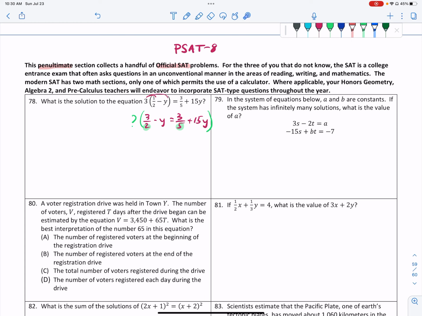In the system of equations below, a and b are constants. That means that these are not supposed to be variables here. The a and the b aren't supposed to be variables. They're hidden numbers, should be some sort of constant value. The s and the t, it's where the x and the y usually are, right? Those are the actual variables. If the system has infinitely many solutions, what is the value of a?